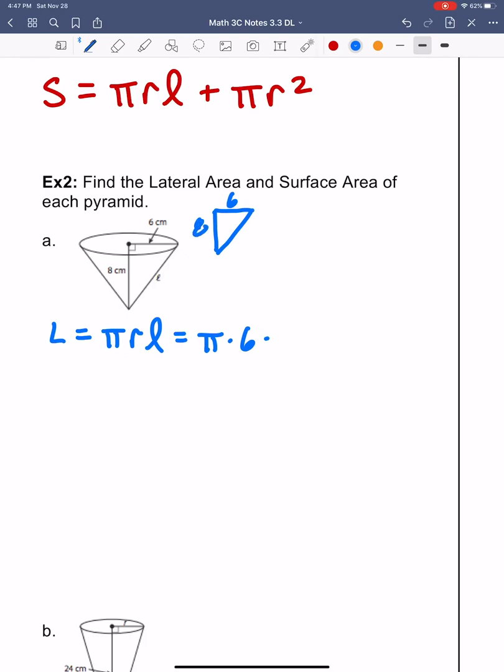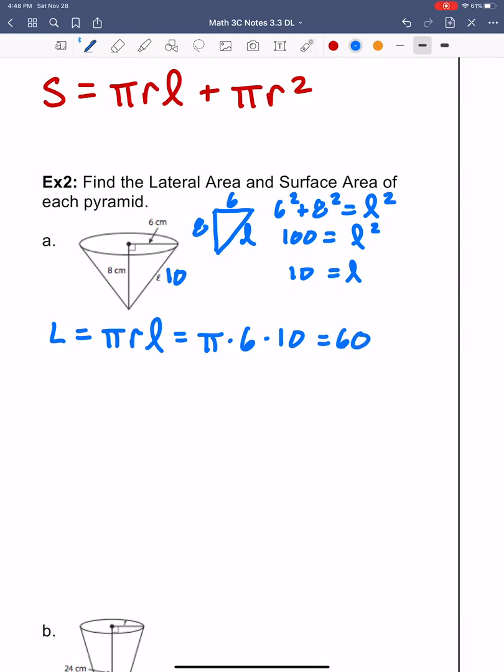6 and 8, and this is going to be L here, so we're going to end up with, let's see, 6 squared plus 8 squared equals L squared, and that's going to give me 100 equals L squared, and L is going to give me 10. Right? I'm going through it quickly, right? You can slow this down, try it on your own. But we're just using Pythagorean theorem again to find what the slant height is there. So then I can tack that into my lateral area formula, and I end up with 60 pi as my lateral area. These are centimeters squared.